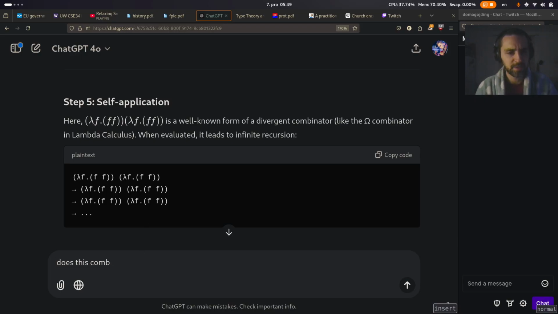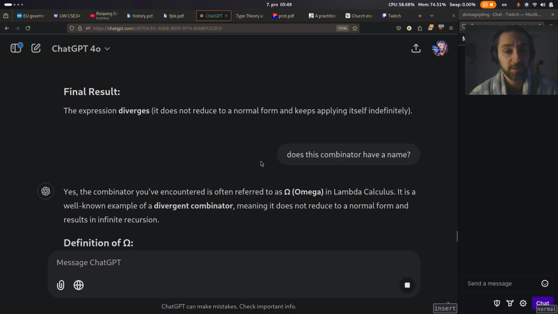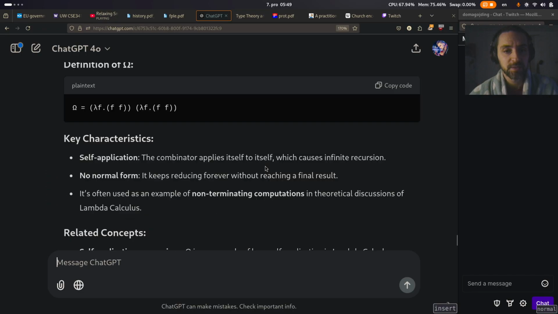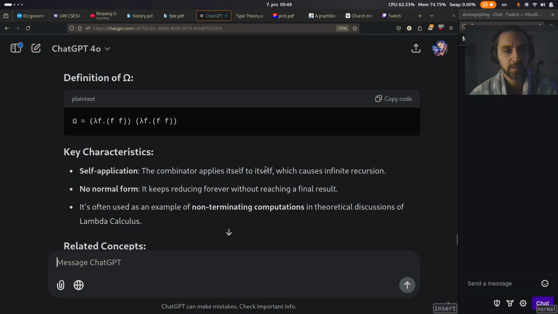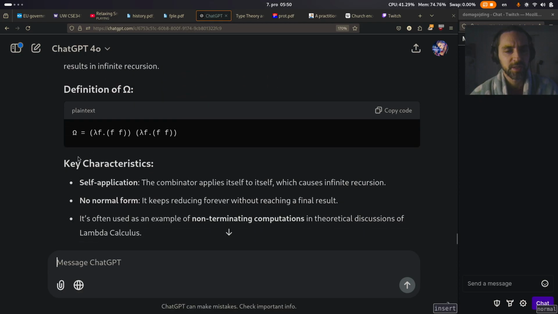Does this combinator have a name? The combinator you've encountered is often referred to as omega. Oh wow. It is a well-known example of a divergent combinator, meaning it does not reduce to a normal form and results in infinite recursion. Omega.